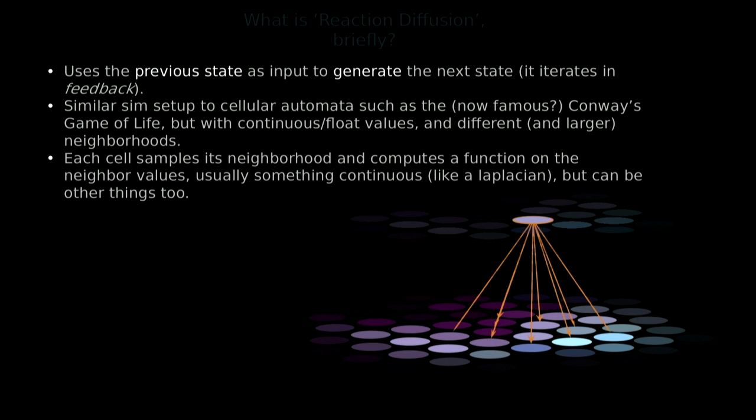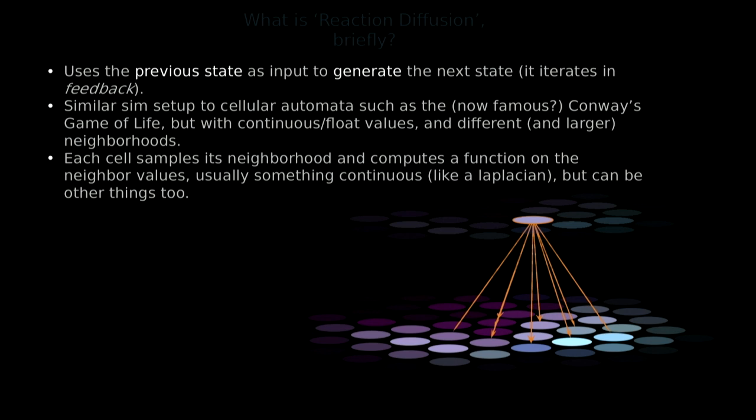But for reaction diffusion, the values of the cells can be floating point, and there can be more than one. And what they represent is concentrations of chemicals, is the idea. And you can have more than one layer of that, so you can have multiple reagents. They're called reagents because they represent chemicals in the simulation.